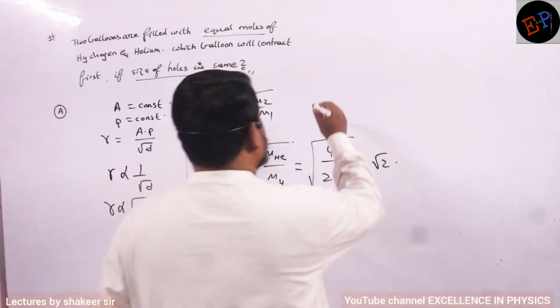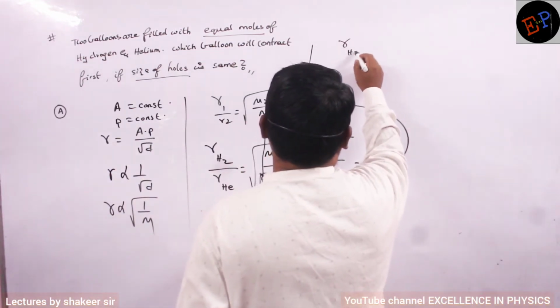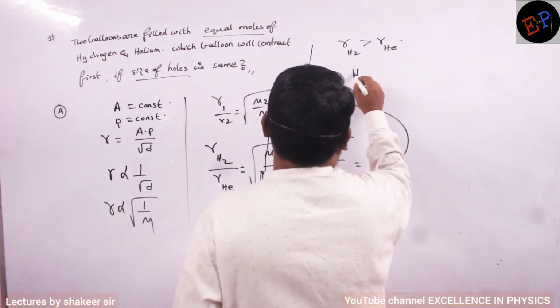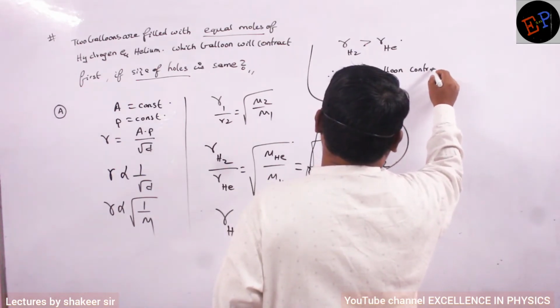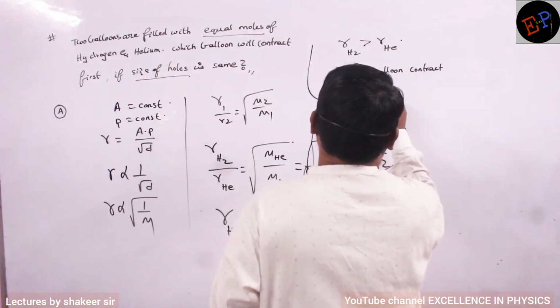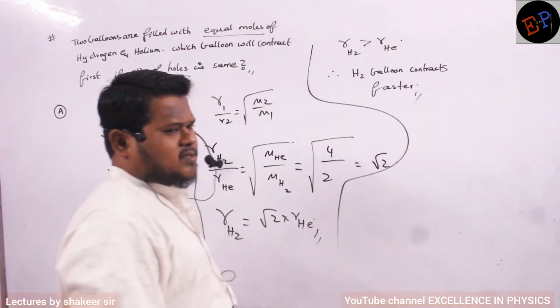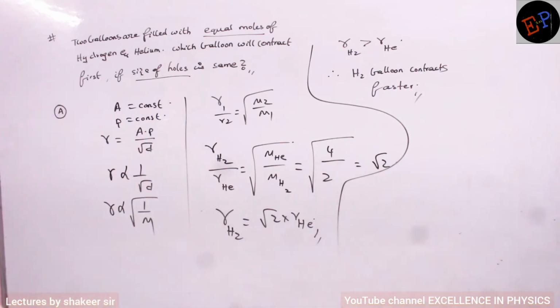So therefore what I say, rate of diffusion of hydrogen is greater than rate of diffusion of helium. Therefore H2 balloon contracts fast. Contracts faster when compared to helium balloon. That's all.